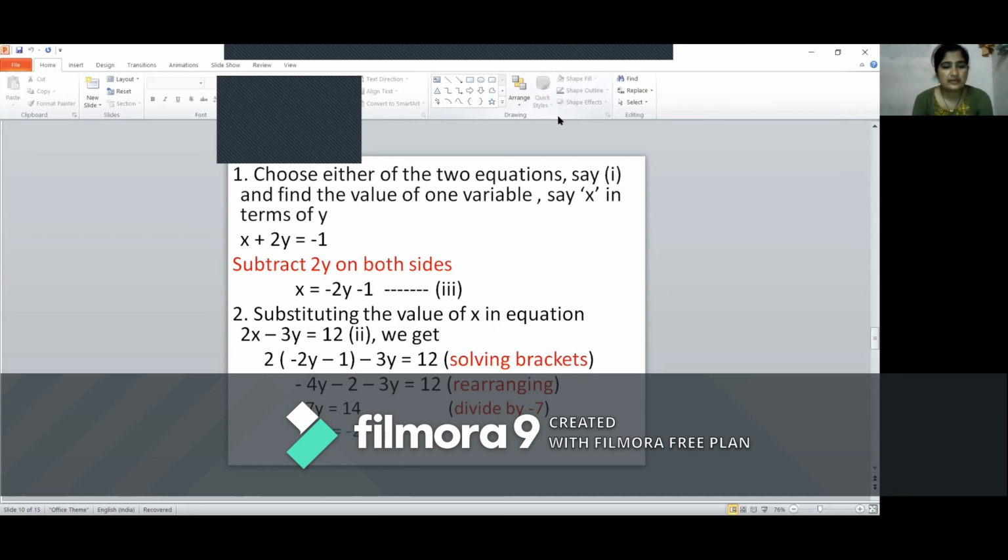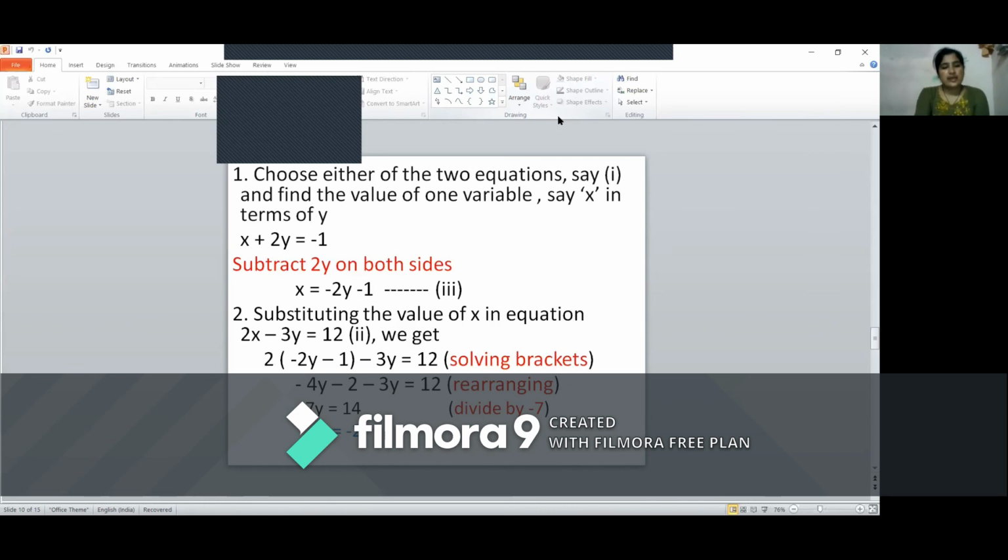Now solve this bracket. So I have 2 into minus 2y is minus 4y, and 2 into minus 1 is minus 2, and minus 3y as it is, carrying the same for the RHS also. So minus 4y minus 3y is minus 7y, and shift this minus 2 to the RHS, it becomes positive 2. So on the RHS we have 14, right? So minus 7y is equal to 14. That means y is equal to minus 2. So I have the value of y by using the substitution method.